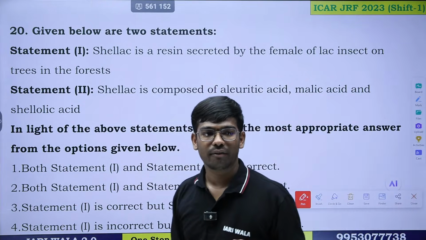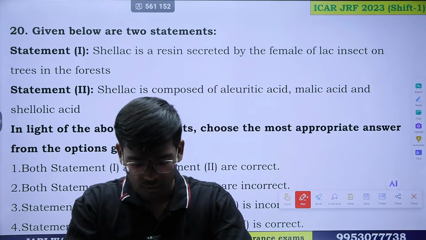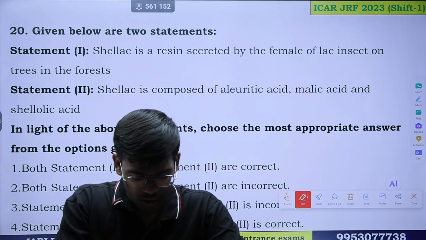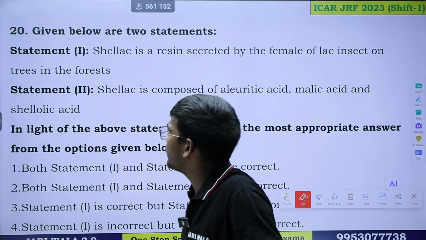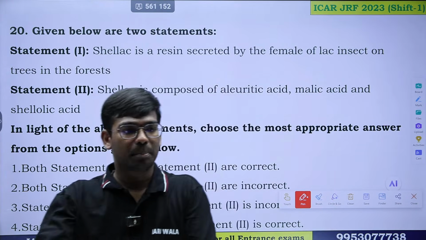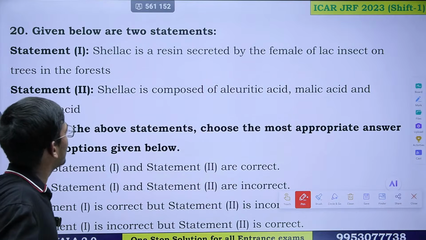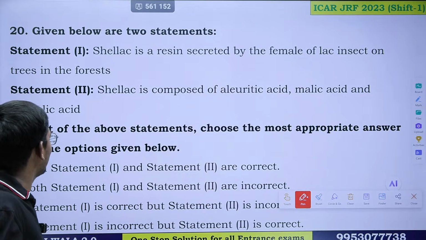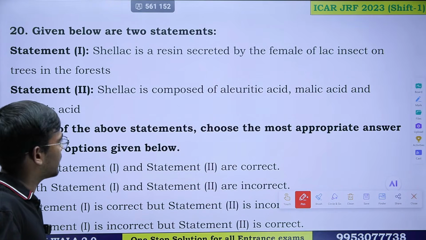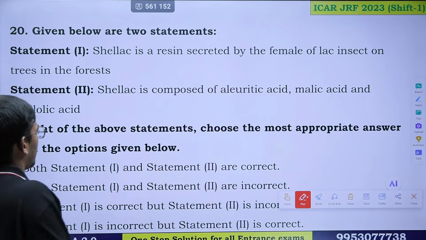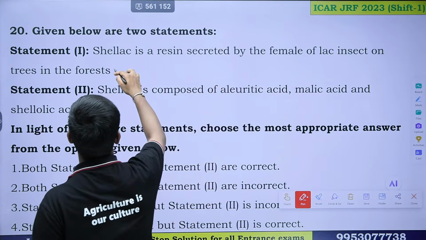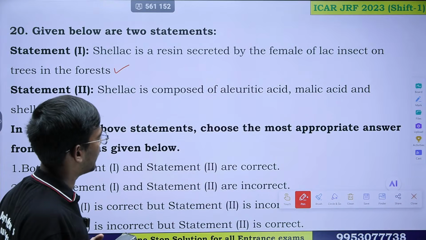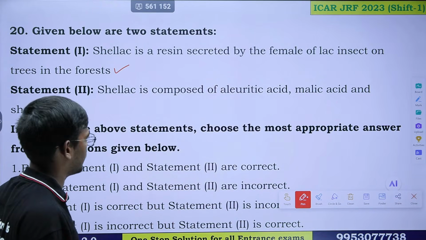And the next question. Someone responded with 3. Many students responded for this. Okay. Then coming to the next question, given below are 2 statements. Statement 1: shellac is a resin secreted by the female of lac insect on the trees in the forest. Yes, it's a resin secreted by the lac insect. This is a correct statement. Then statement 2: shellac is composed of aluritic acid, malic acid, and shelloic acid.